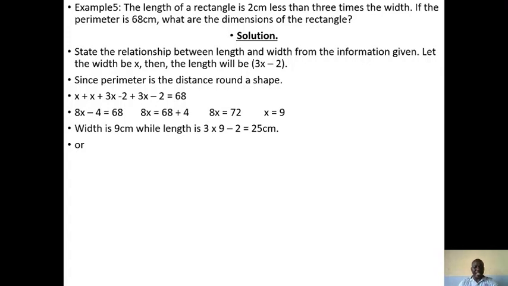9. So if x is 9, that means that the width is 9. So using that statement, we can also know the length by multiplying 9 by 3 and subtracting 2 from it, you will now have 25 centimeters as the length of the rectangle.